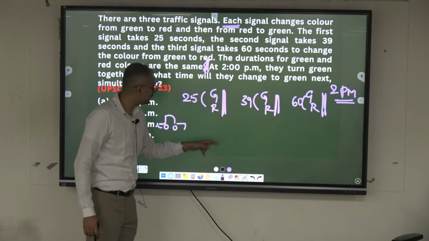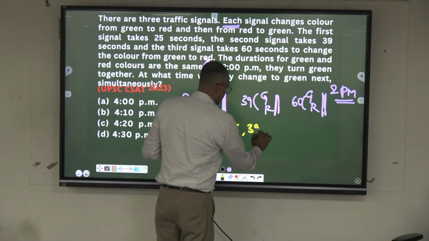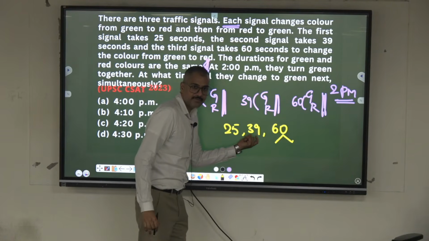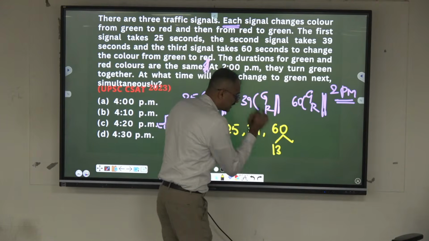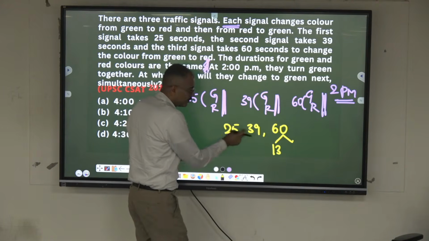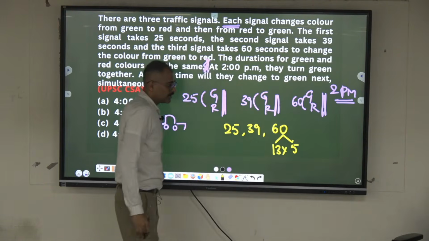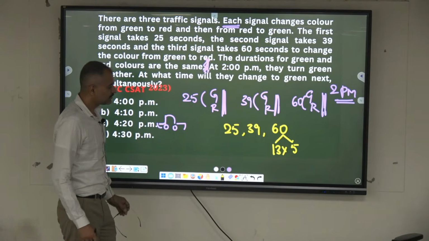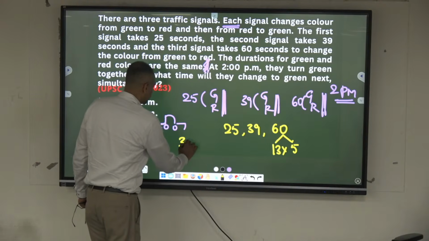Now if I take the LCM of 25, 39 and 60. What do we have here? 39 is 13 into 3. 3 is already there inside 60, 13 is not there, so take 13. 25 is 5 into 5, one 5 is already inside 60, so take another 5 and multiply. So 60 into 65, how much does it come to? 3,900.